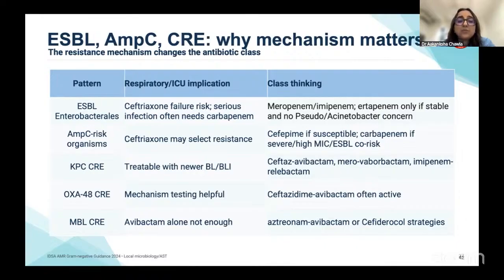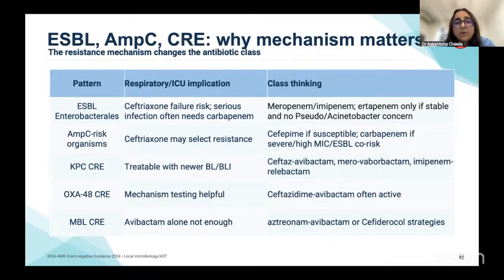Like I told you, there is no Pseudomonas or Acinetobacter coverage. For AmpC producing organisms, cefepime if they're susceptible, carbapenem if the severity is more, or ESBL co-risk. KPC producing organisms, ceftazidime avibactam is a good choice. There is also meropenem vaborbactam and imipenem relebactam. Then for OXA-48, ceftazidime avibactam is often active. And for MBL CRE, aztreonam avibactam or cefiderocol strategies.